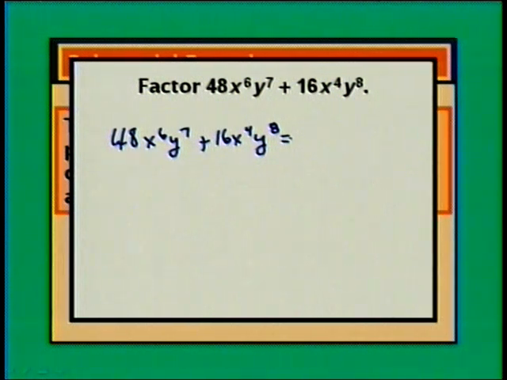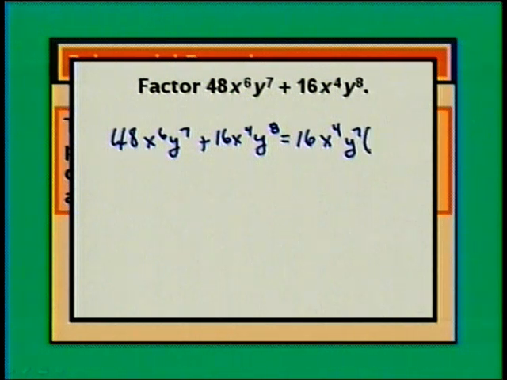The coefficient, what is the greatest common factor of 48 and 16? Well, 16 evenly divides into 48 and obviously evenly divides into 16, so I can factor out 16. Both terms have x's. As a matter of fact, both terms have at least 4 factors of x. Both terms have y's. Again, as a matter of fact, both terms have at least 7 factors of y. So this is my greatest common factor.